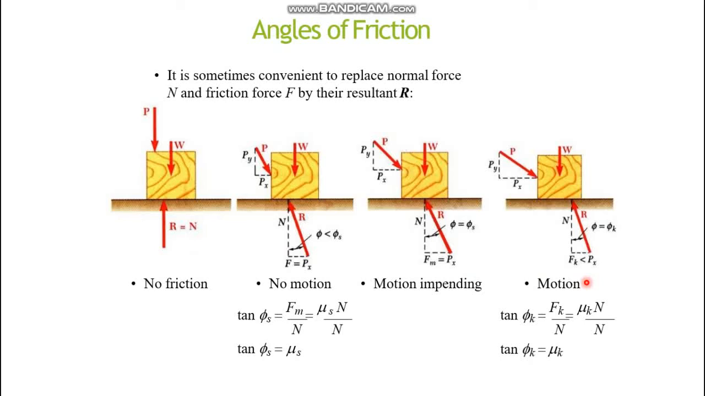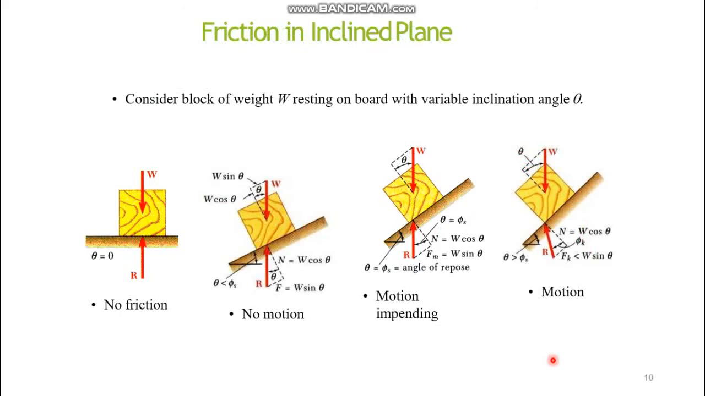motion has already started, as this Px value is greater than the frictional value. So in this case tan phi k, and this is the kinematic coefficient of friction, tan phi k is equal to Fk divided by N, and Fk is written as mu k into N, so N cut it down, so tan phi k is equal to mu k. Clear? Now this is the friction in an inclined plane, okay.